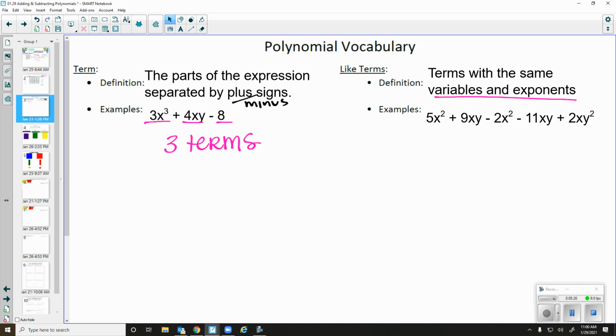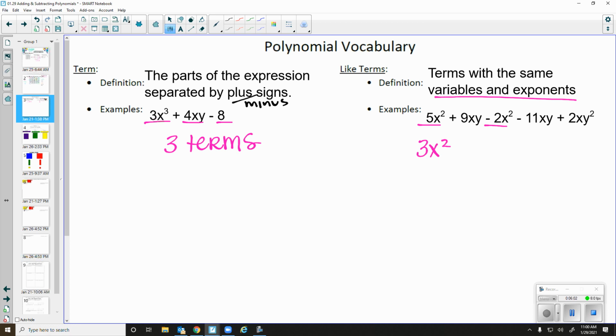I have a large expression. It currently has 5 terms. Within those 5 terms, are there any that have matching variables and exponents? Yes, that means that expression can be simplified. Things can be combined. We have a 5x squared and a negative 2x squared, which could combine to be 3x squared.